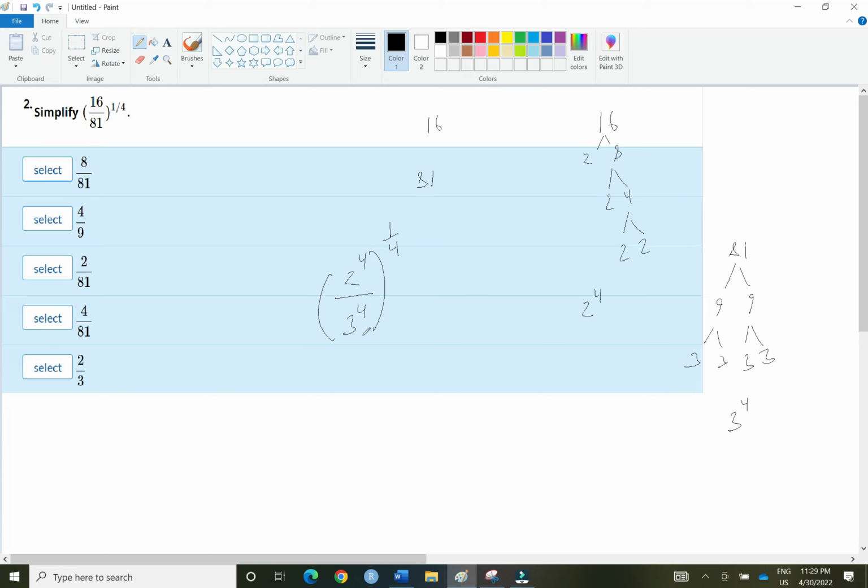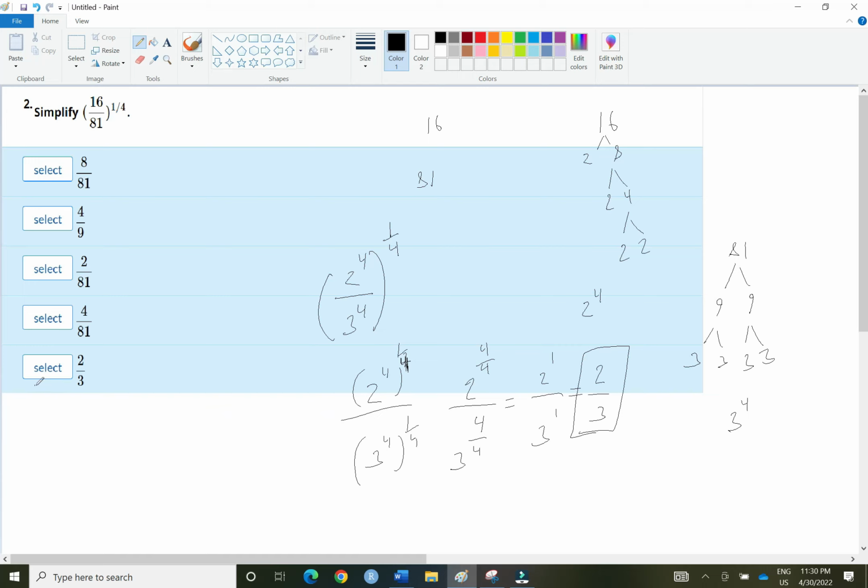That means that these cancel, basically, because there's an algebraic rule where you're allowed to split this root out. So basically you've got the 4th root of 2 to the 4th over the 4th root of 3 to the 4th. Now the 4th root of 2 to the 4th power becomes 4 over 4, which is the same thing as 2 to the 1st over 3 to the 1st, which is the same thing as 2 over 3. So your answer is 2 over 3.